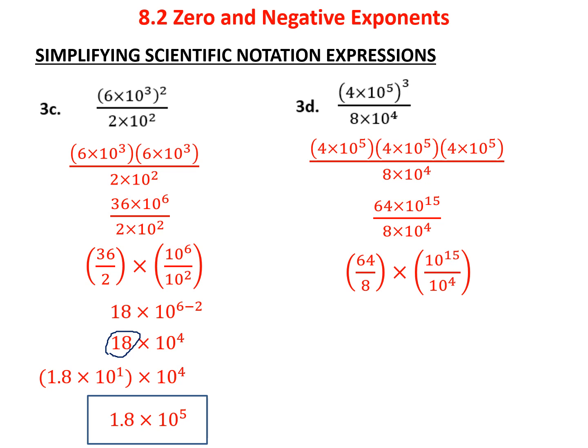64 divided by 8, and 10 to the 15 divided by 10 to the 4th. So I get 8 times 10 to the 15 minus 4. So my answer is 8 times 10 to the 11th. Notice the number 8 is between 1 and 10, so that's acceptable.